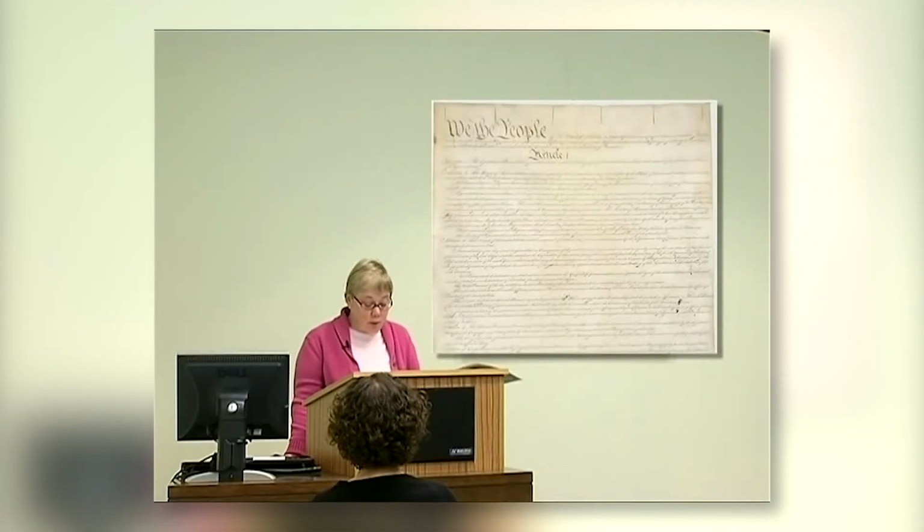Article 1, Section 3 of the Constitution provides for taking the census, and the Constitution reads, "Representatives and direct taxes shall be apportioned among the several states which may be included within this union according to their respective numbers, which shall be determined by adding to the whole number of free persons, including those bound to service for the term of years, and excluding Indians not taxed, 3/5 of all other persons. The actual enumeration shall be made within 3 years of the first meeting of the Congress of the United States, and within every subsequent term of 10 years, in such manner as they shall direct by law."